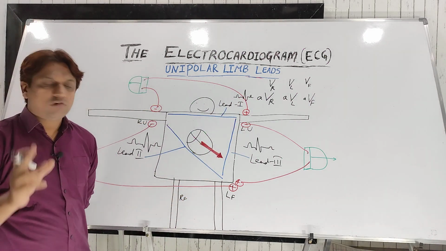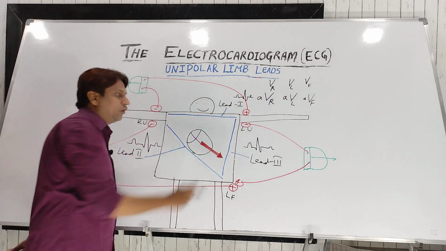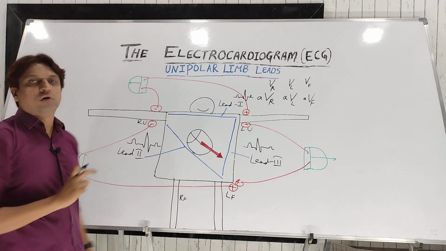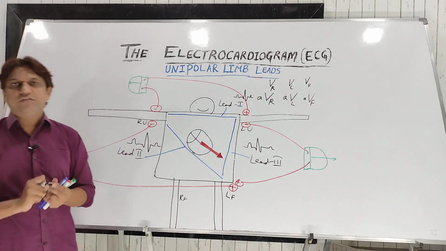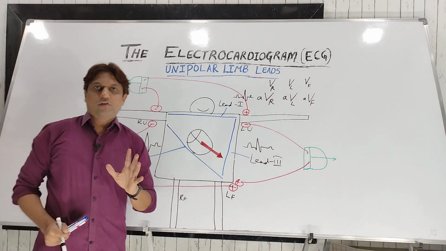And according to Einthoven's law, if you add up the lead 1 and lead 3 potentials, that is, the amplitude of this and this, it will be equal to lead 2. That is Einthoven's law. We have discussed it in detail in the last class. So this was the bipolar limb leads.